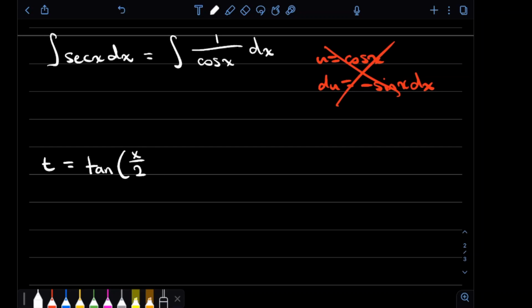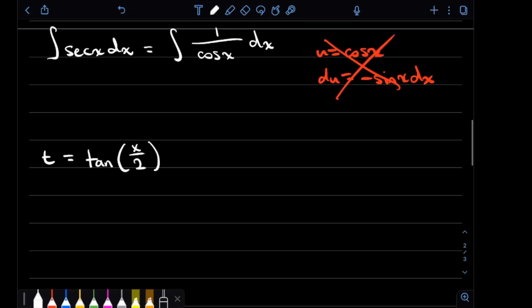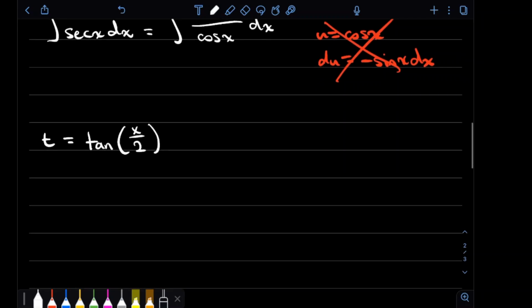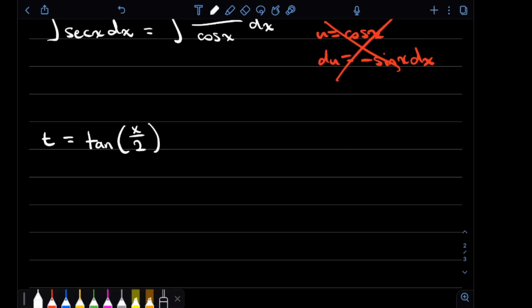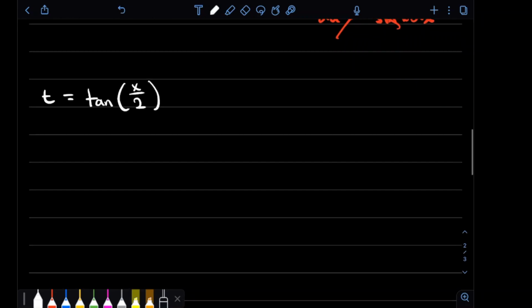Tangent of x over 2, where does that come from? You'll see in a second. So t is equal to tangent of x over 2. So what on earth do we do with that? There's no tangent of x over 2 in this integral. What do we do with that? Well, you'll see soon that this relationship will actually give us something that we can use.